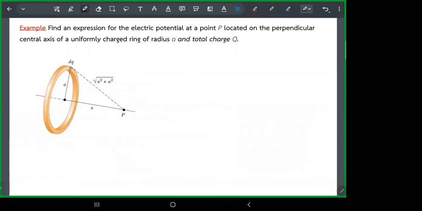Here we go. Same system, but now we are interested in potential instead. That's what we're trying to do. All right, guys, give it a shot and see how it goes.